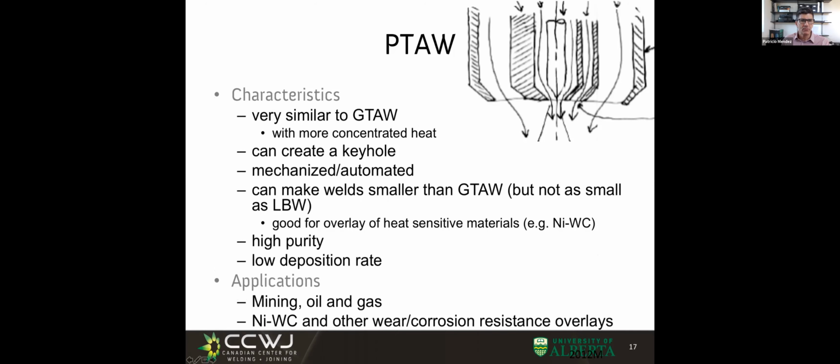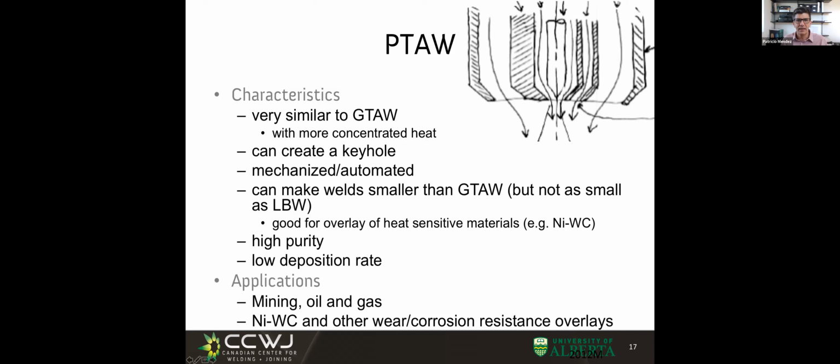Very similar to TIG, we mentioned it can create a keyhole. Remember when in the second class about terminology, I mentioned keyhole, and I said how using cellulosic electrodes gives you something that people call a keyhole, but has nothing to do with the keyhole of lasers or electron beams. But PTA or plasma arc welding starts getting into the league of keyholes of lasers and electron beam welders, because they have this very concentrated arc.